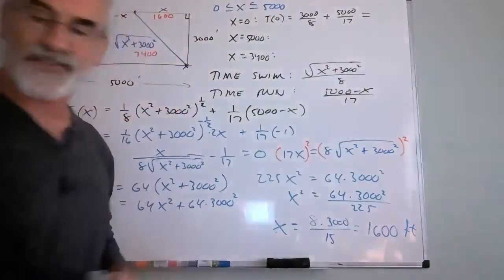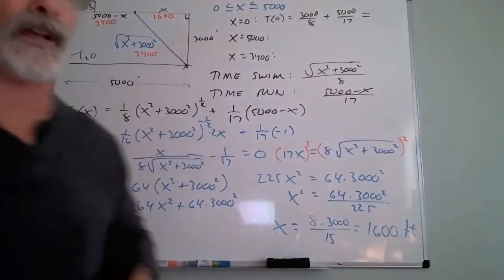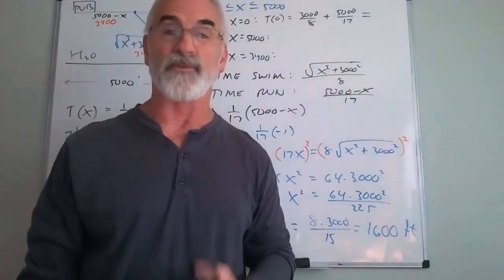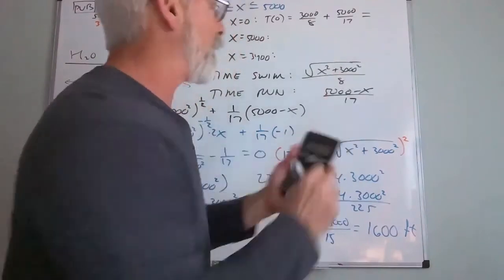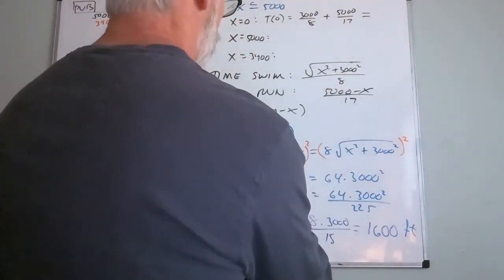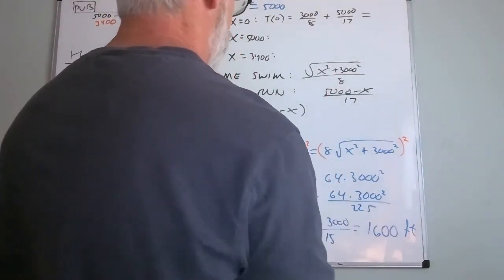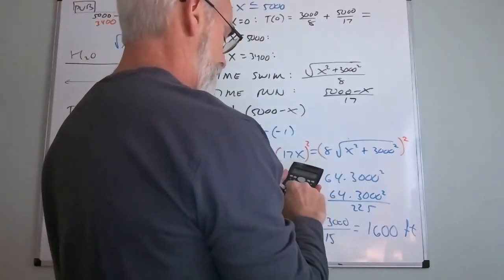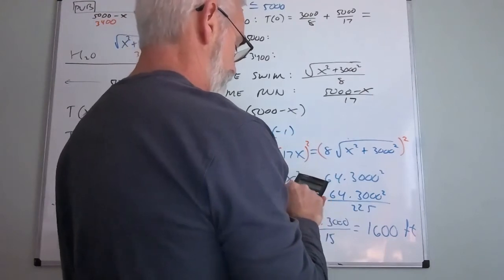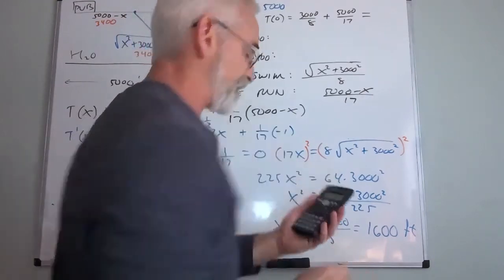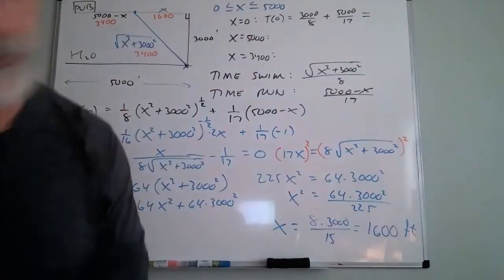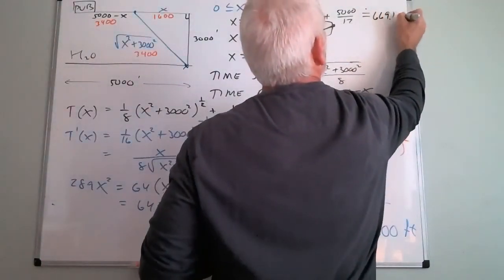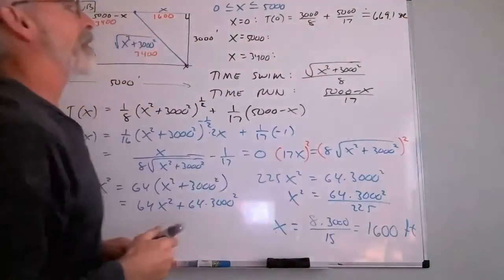Now, because this is a time, yes, you can give me a simplified fraction. That would be a perfect answer. But I don't think I would recognize the value of that. So at this point here, I'm going to use my calculator. 3,000 over 8. So that means it took me 375 seconds to swim. And then added to that 5,000 over 17. So that's about 669.1, and that's seconds. Sorry, you can't read that.